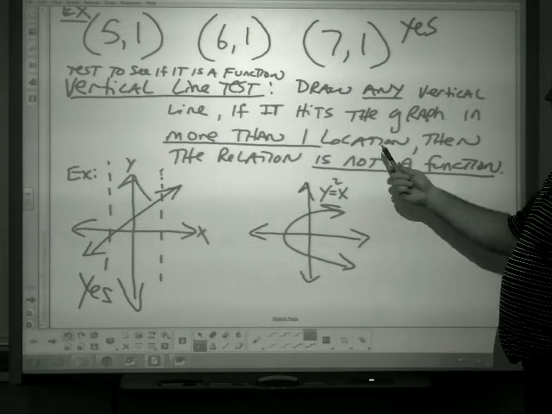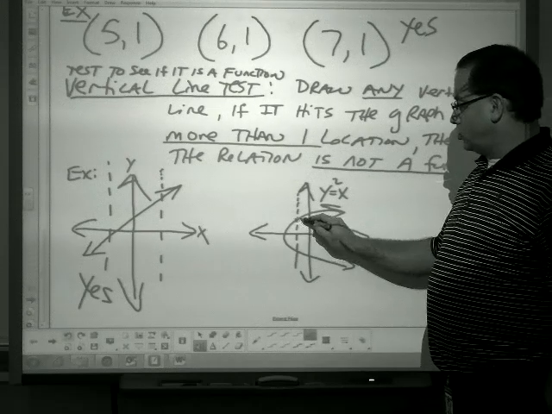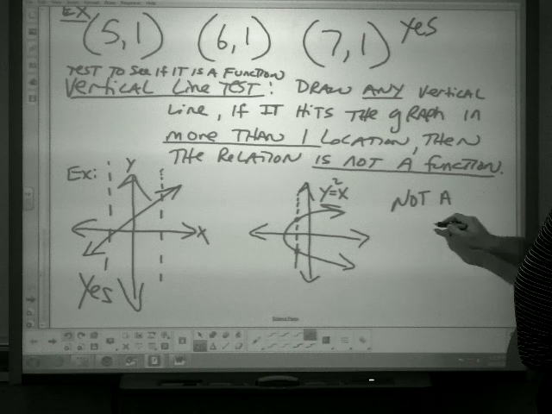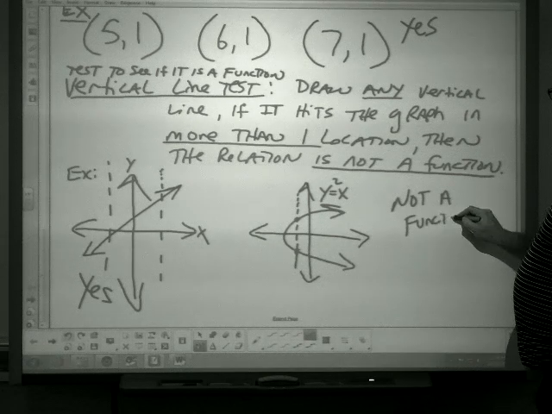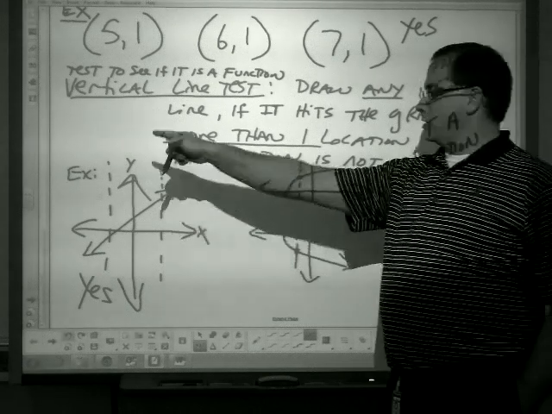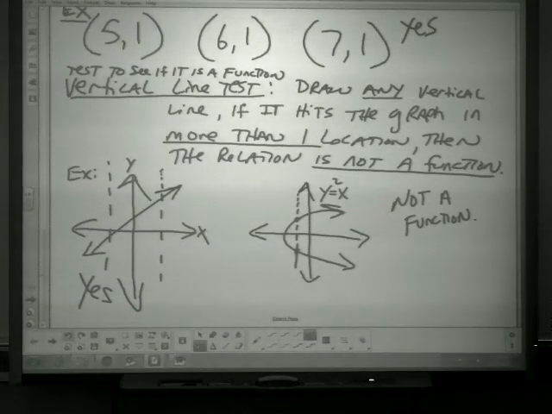Can I draw a vertical line and hit it more than once? Yeah, there it is. Hits two locations. So this is not a function. Not a function. This one is a function.